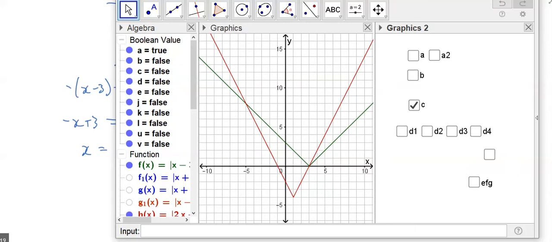Does that make sense? So don't be surprised if that happens. It just means we've got one solution, but it happened at the vertex. But don't write it twice. Don't have another 3 at the end here.